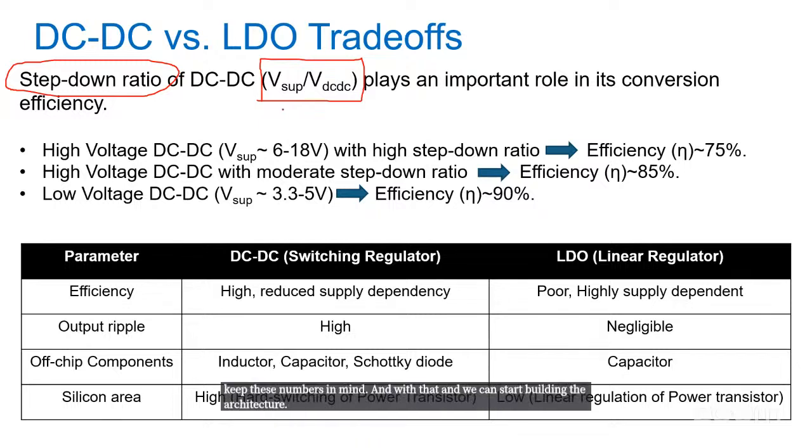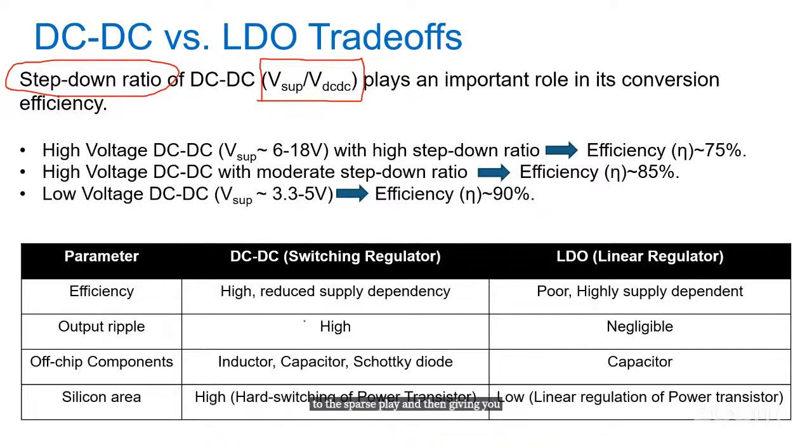Now, as a quick trade-off between DC-DC converter and LDO, DC-DC essentially has a higher efficiency because the energy is stored not in resistive components, but in reactive components like inductor and capacitor. So they are lossless. So your efficiency is high and supply dependency is not so much. Whereas for an LDO, because this is linearly regulating the pass transistor, the efficiency is poor because in LDO, efficiency is simply output voltage by input voltage. Output ripple is high in a DC-DC converter because you're doing hard switching. Whereas in LDO, the output ripple is very small because the gate automatically adjusts to the power supply, giving you clean output voltage.